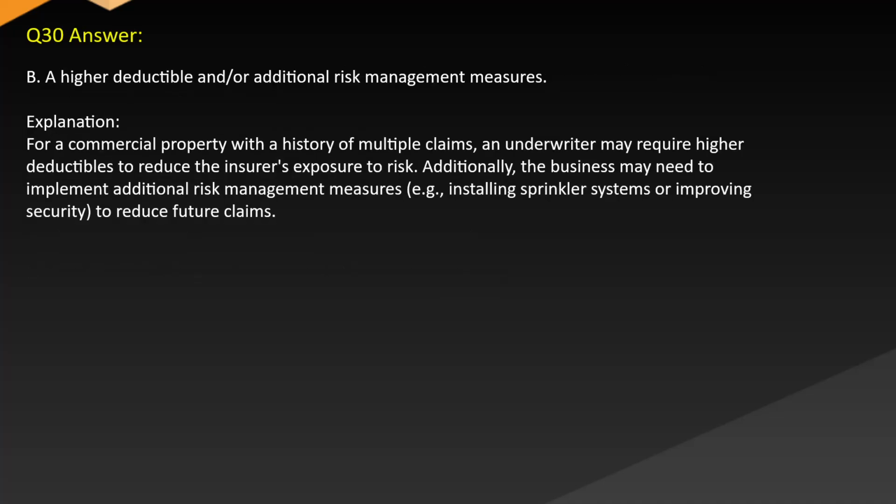Answer B. A higher deductible and/or additional risk management measures. Explanation: for a commercial property with a history of multiple claims, an underwriter may require higher deductibles to reduce the insurer's exposure to risk. Additionally, the business may need to implement additional risk management measures, e.g. installing sprinkler systems or improving security to reduce future claims.